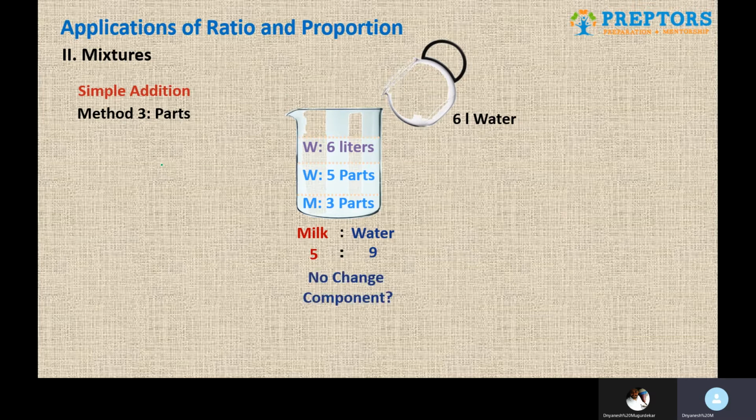So in this entire process, which component is it that has not changed at all? Obviously the answer to that is milk. If you remember, we added 6 liters of water. The milk is still the same as before, just its concentration has become a little dilute because we added 6 liters of water. But the quantity is the same as before. So milk is the no change component.